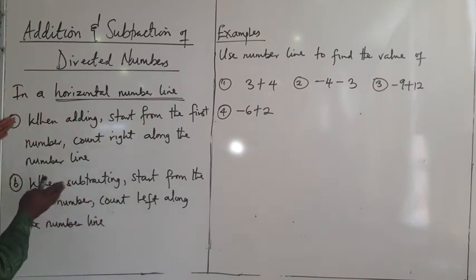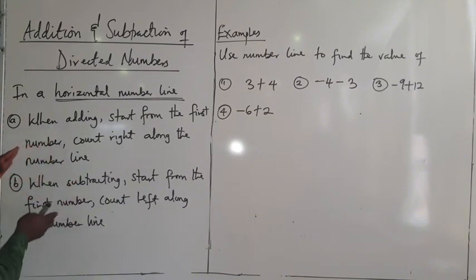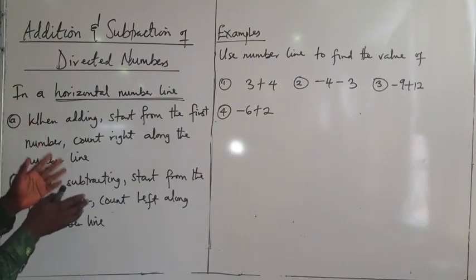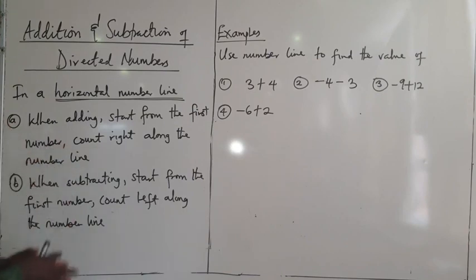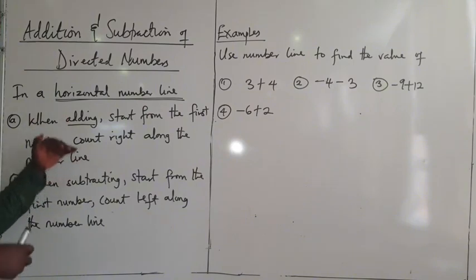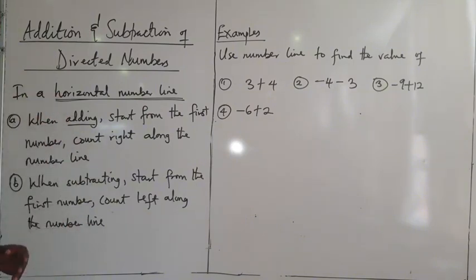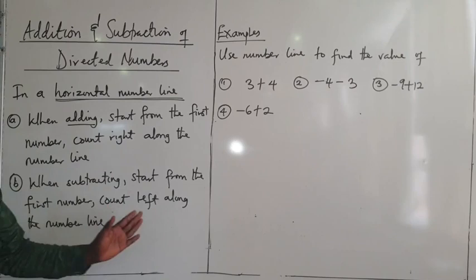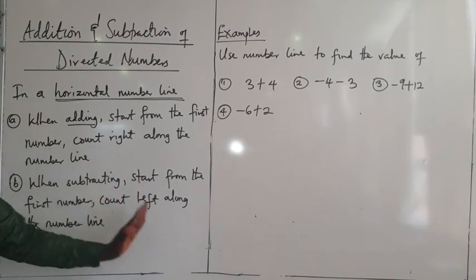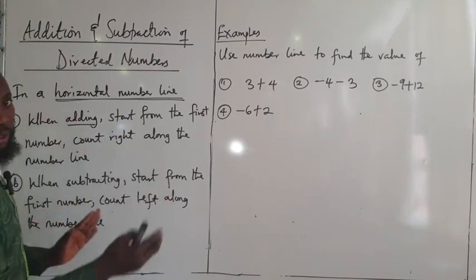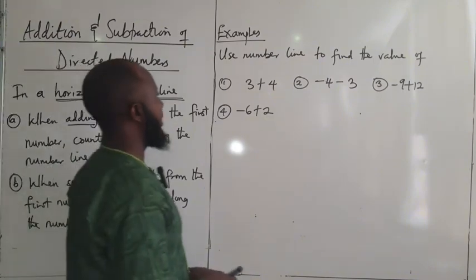These are the rules we're going to follow to add and/or subtract directed numbers. The first one is that when you are adding, start from the first number, then count right along the number line, then you stop at the number. And when you are subtracting, start from the first number and count what? Left. You count left when you are subtracting, you count right when you are adding. So let's look at these examples.